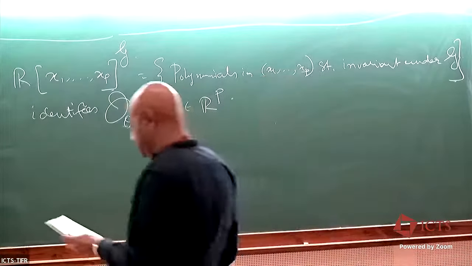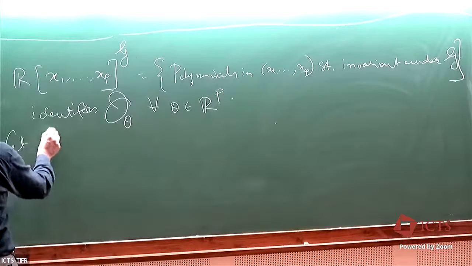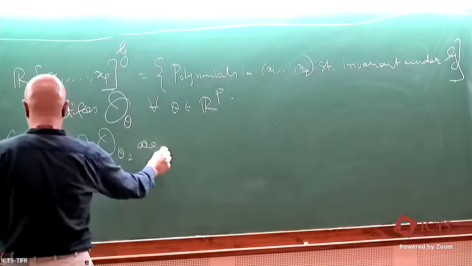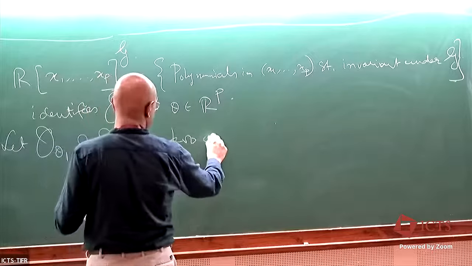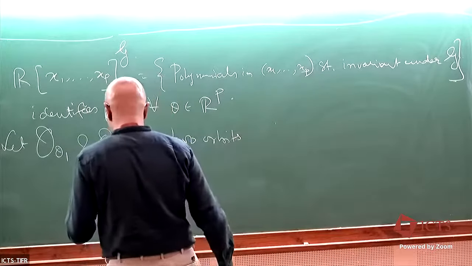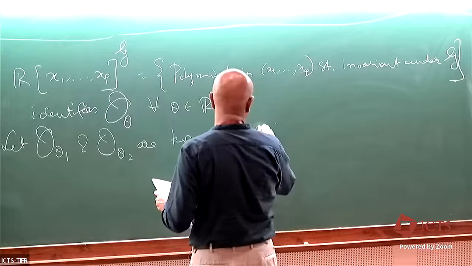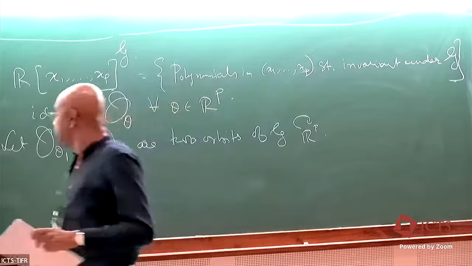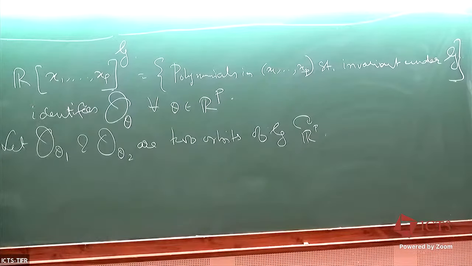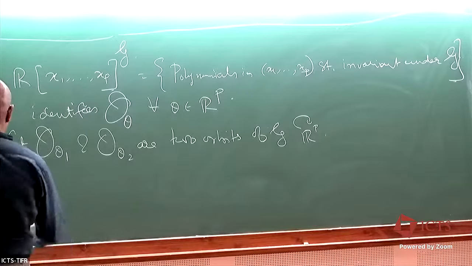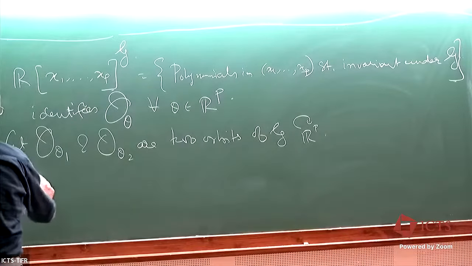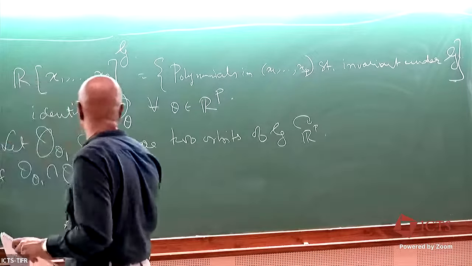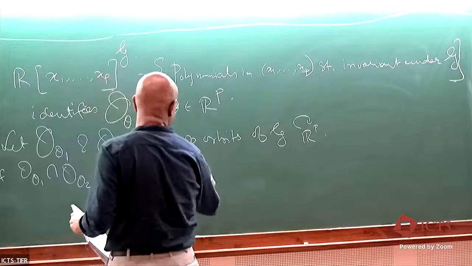So suppose O(θ1) and O(θ2) are two orbits of G acting on R^p. Now, the point is that if there is some intersection, if the orbits of θ1 and θ2 intersect, then they must be equal.